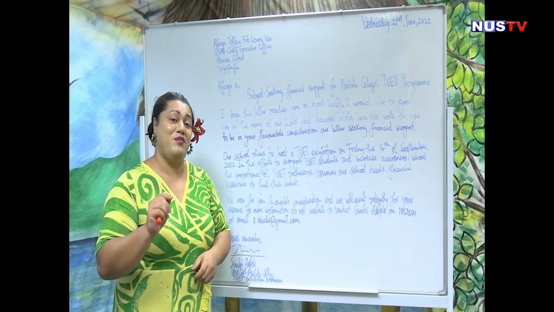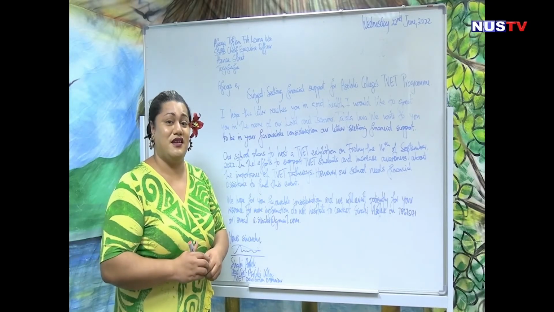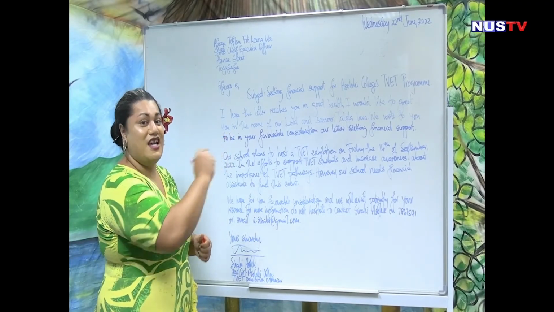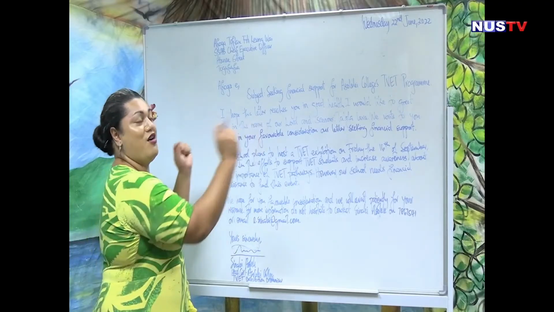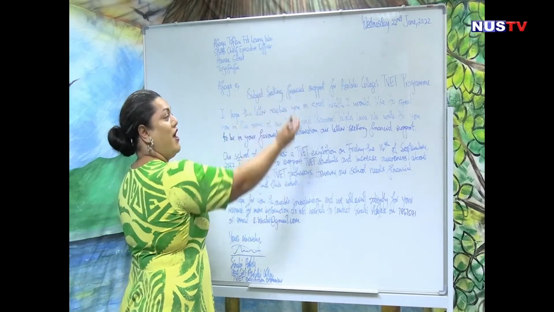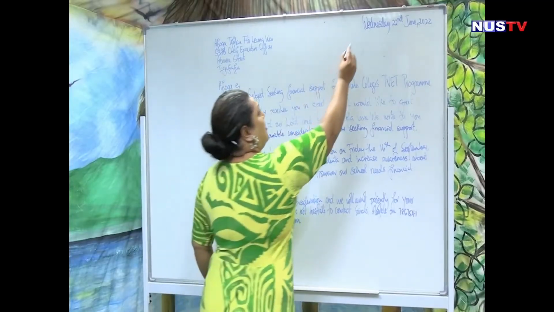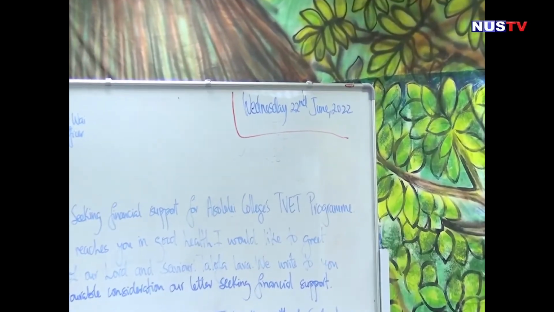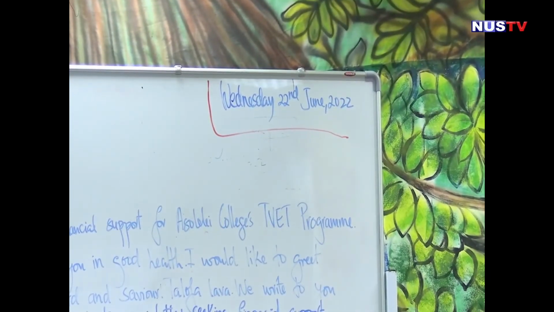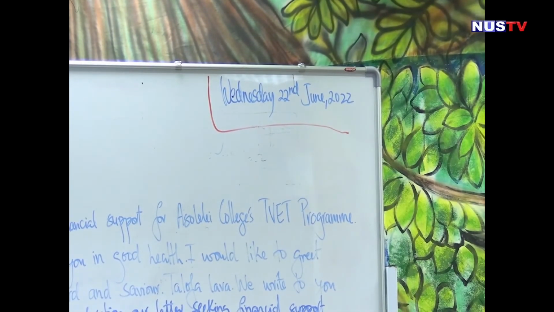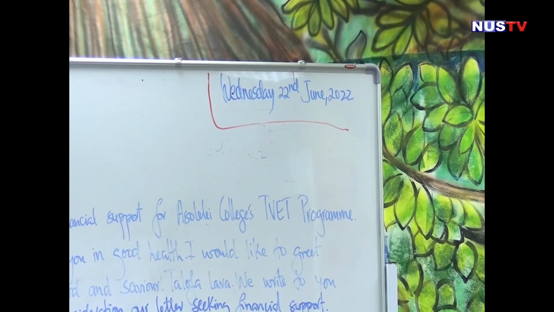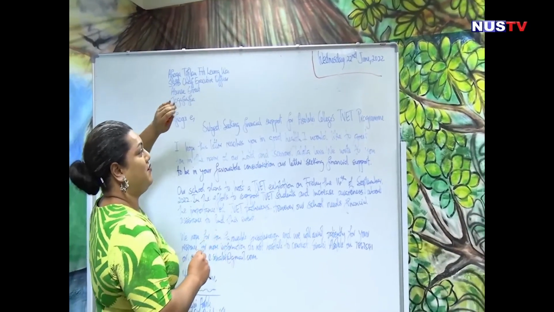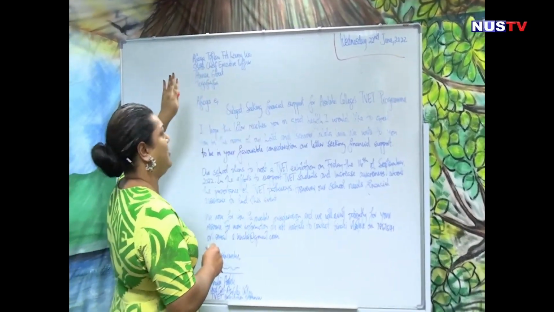Always remember the different parts of a letter. The first part we need to understand is the date. The date is on your right hand side on the top part of your letter. So today's date will be Wednesday the 22nd of June 2022. The next part is your inside address. Remember, it is below the date but on your left hand side.